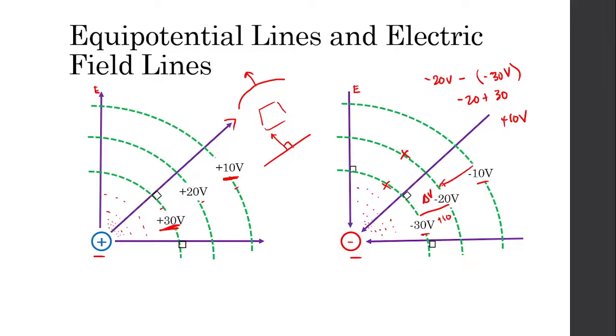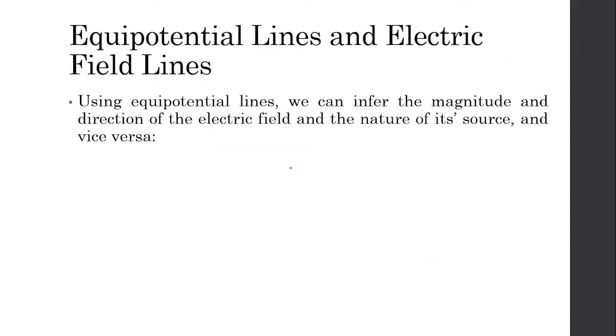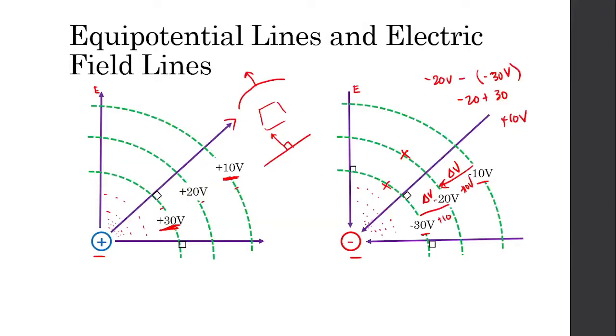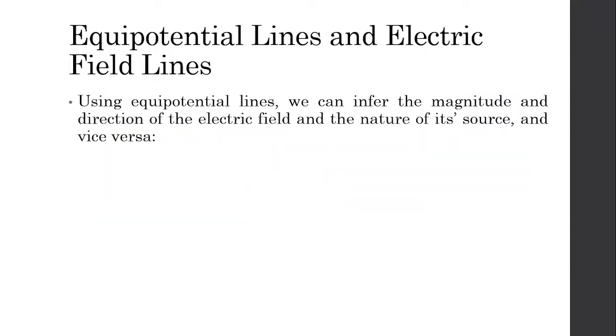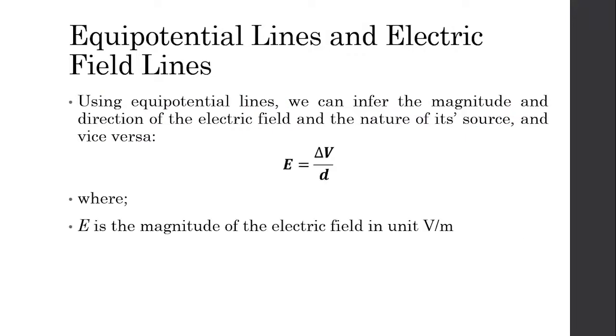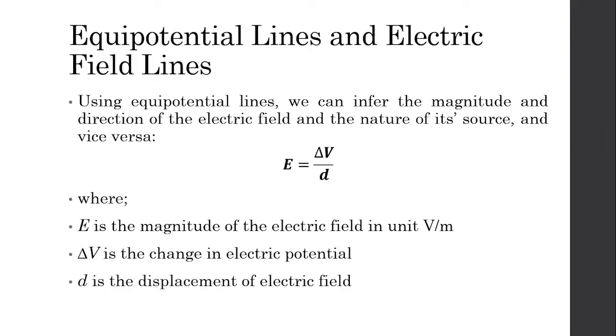And if you look at this as well, the potential difference between the two is also positive 10 volts. So using this equation, you have your D. The D here is the distance between those equipotential lines, not the distance to your charged particle. So where E is the magnitude of the electric field, delta V is the change in the electric potential, and D is the displacement along the electric field.